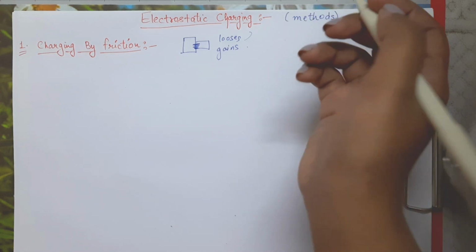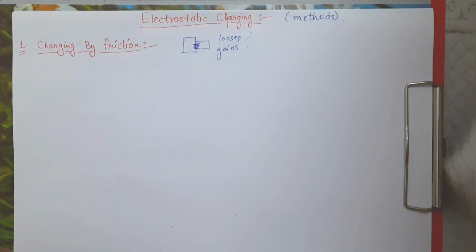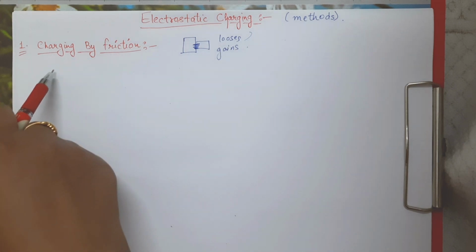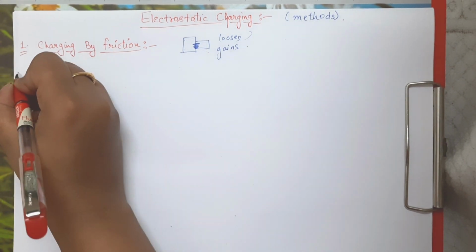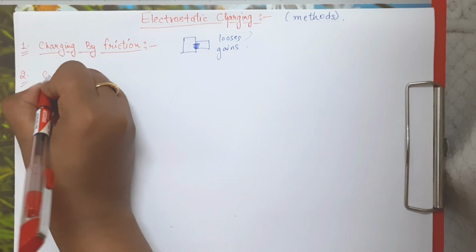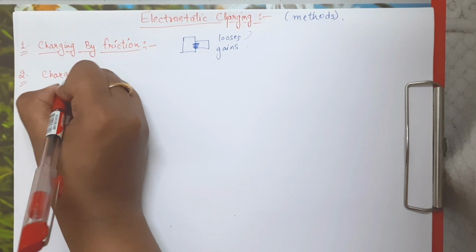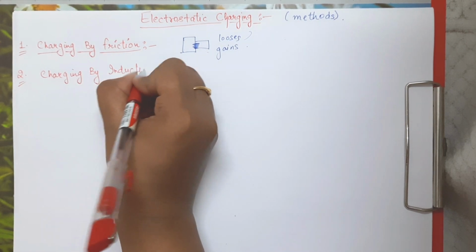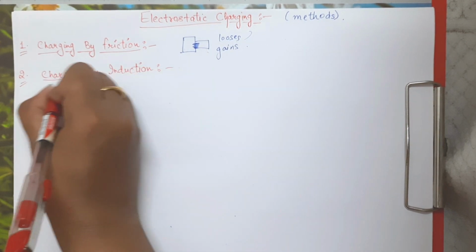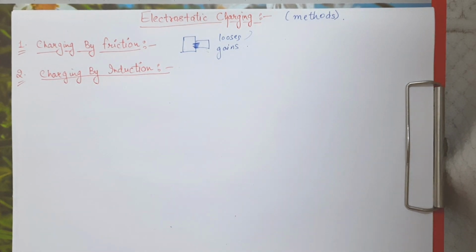So this is the very first, very basic method, that is charging by friction. Now how much this charging happens will depend upon the type of materials we are using. So this is the first method. After this there is the second method, that is charging by induction. It is basically charging a conductor by redistribution of charges in it.